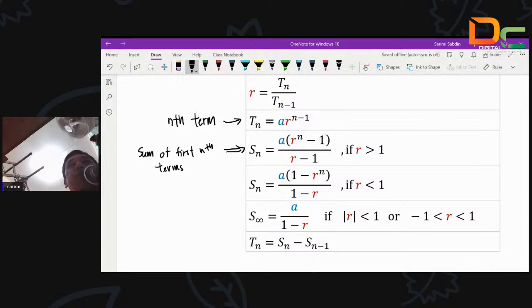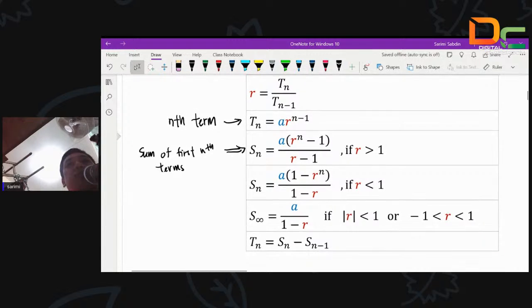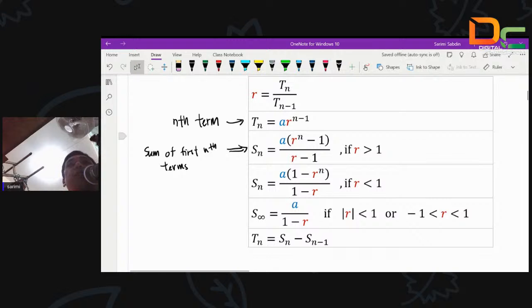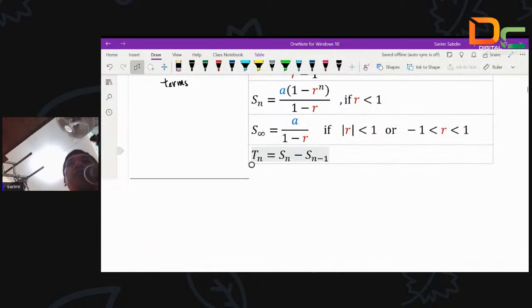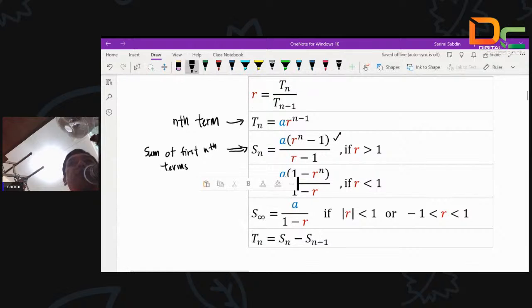Tapi sebenarnya dia tak ada masalah pun. If we choose the wrong formula, just for our safety, to make our life easier, please choose according to the value of R. Tak semestinya kalau R is less than 1, we cannot choose the first formula. We still can use it, but we will encounter a negative number that will cause a lot of problems when we try to solve it. So when R is greater than 1, we use the first formula. When R is less than 1, we use the second formula.